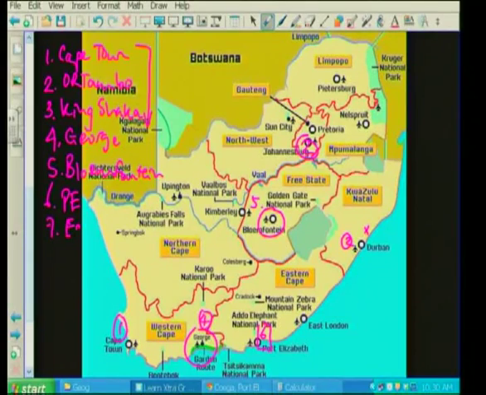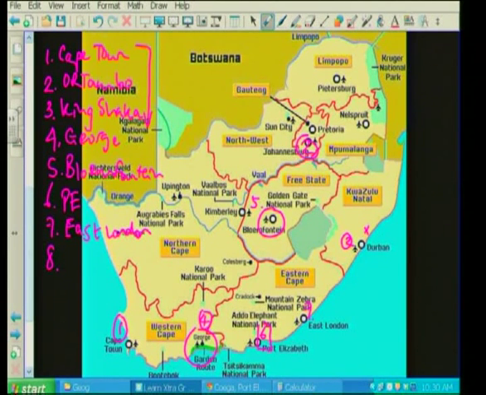Remember, most of our airports had to be upgraded for the 2010 World Cup, and a lot of tourists were flying around the country to see the various games that they had to go and see in all the provinces. Number 7 is our East London Airport, and East London is also in the Eastern Cape. If you go a little bit further up on the coast here, you'll see number 7 on the map now is your East London Airport.